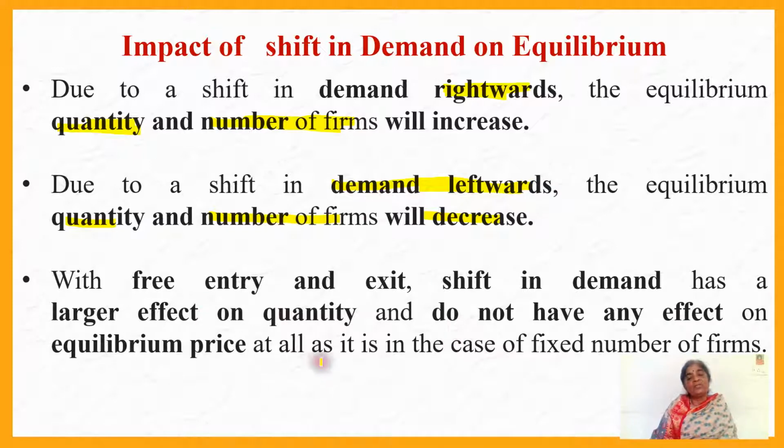Therefore, the conclusion is, with free entry and exit, a shift in demand has an effect on quantity, but does not have any effect on the equilibrium price. This is unlike the fixed number of firms. With a fixed number of firms, when there is an excess demand, price will increase, and when there is an excess supply, price will decrease. But here, both the excess supply and excess demand situations will be managed in such a way that all the firms will earn normal profit all the time. Therefore, price will not change because of the entry and the exit of the firms.